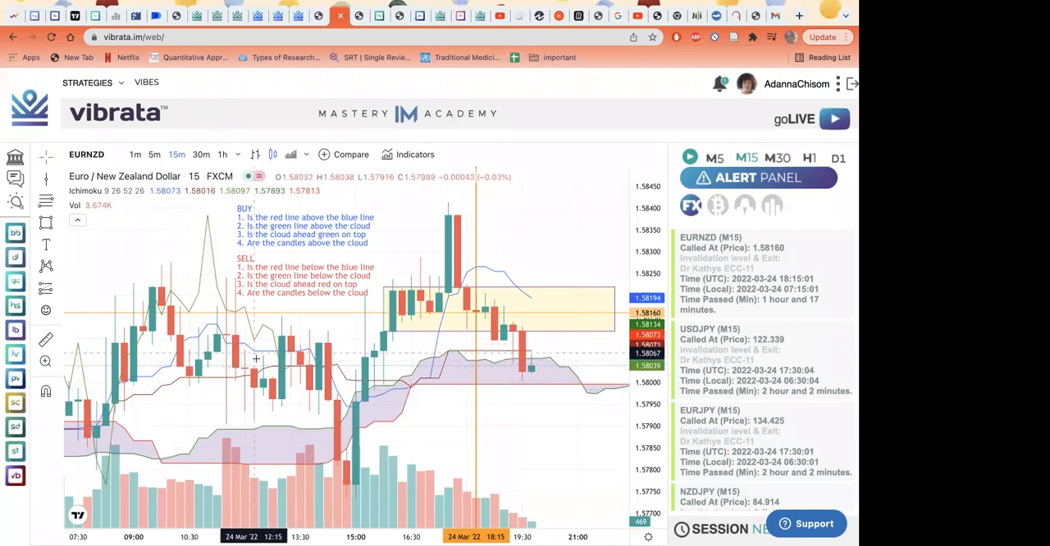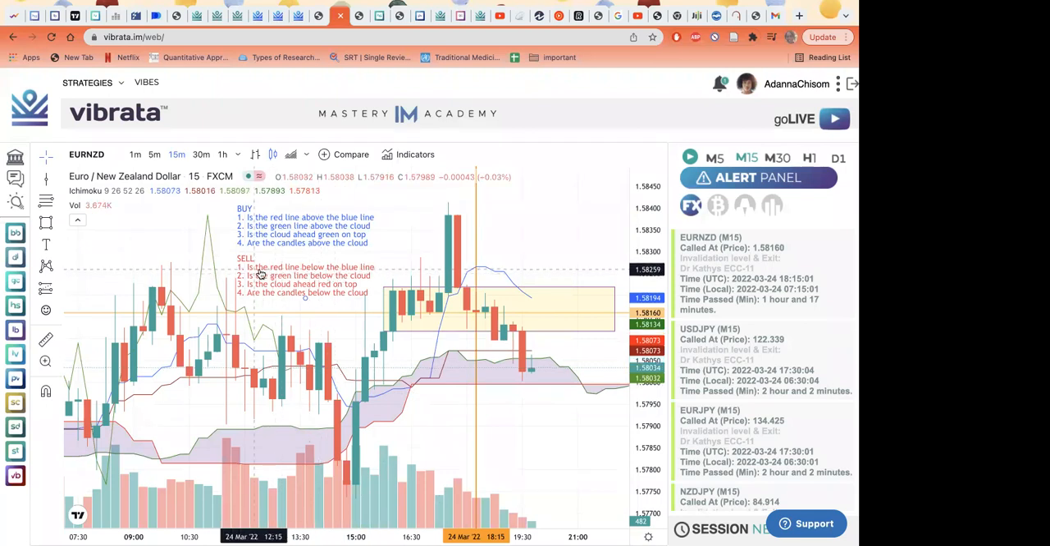Can you guys see it? This is the blue line. This is the red line. So it says that the red line should be above the blue line. But in this case, you see that the blue line is actually above the red line, guys. So this is definitely not a buy. I can't enter this market for a buy. The first condition is that the red line has got to be above the blue line, but the blue line is actually above the red line. So it's giving me an indicator for even a sell for that matter.